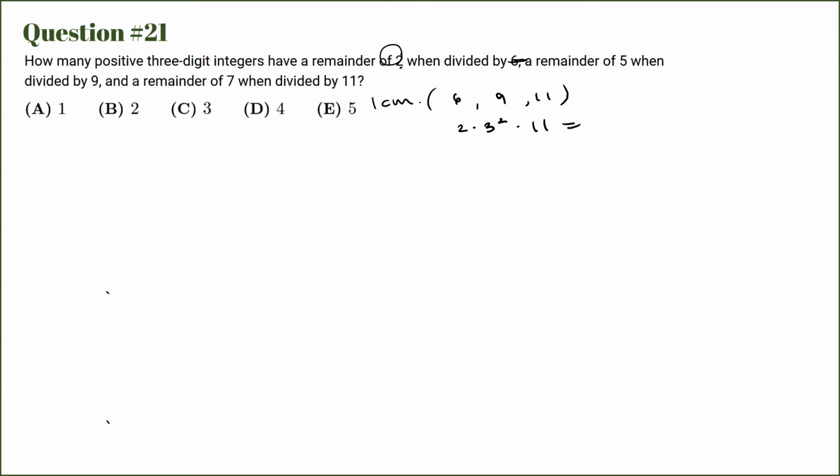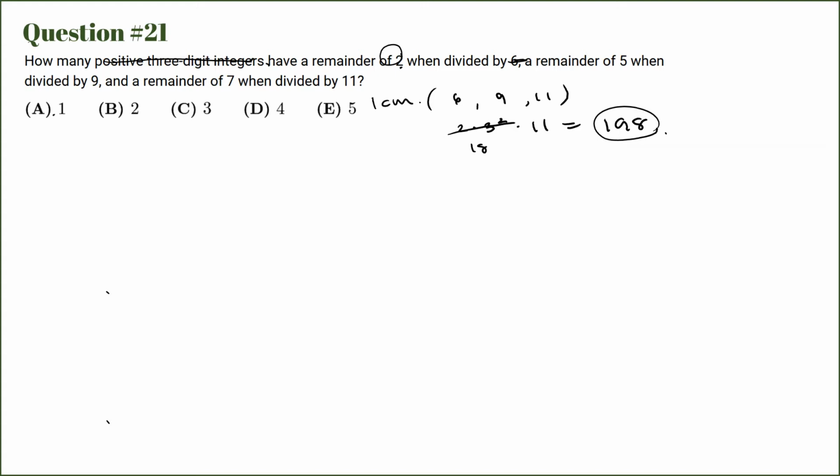So that would be 198. So we want to find positive three-digit integers that are always 4 less than a multiple of 198. So let's count those out.